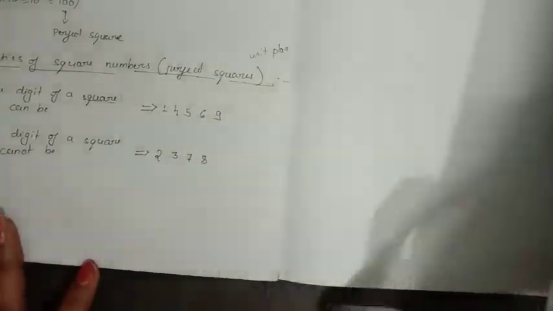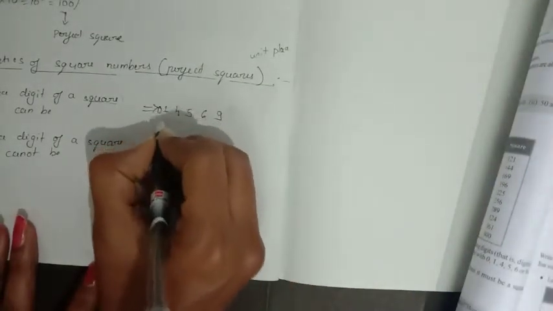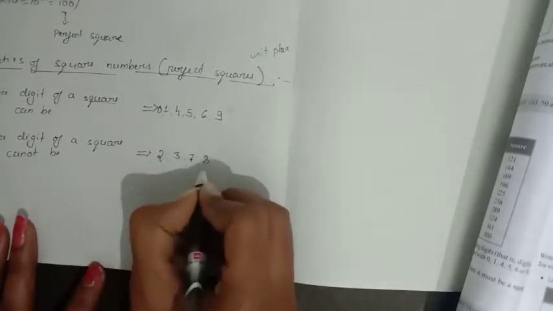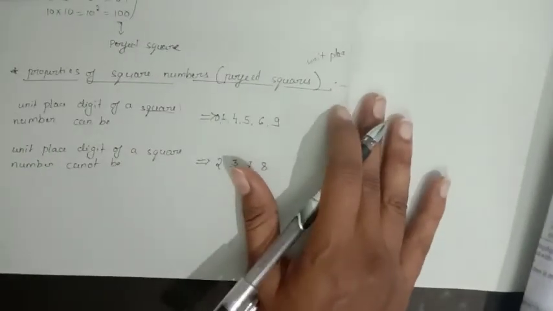Now don't worry about 0; 0 is there, so we'll add it here. So the digits are 0, 1, 4, 5, 6, 9, and 2, 3, 7, 8 are the ones that cannot occur. Now what does this do for us? What is the use of this?